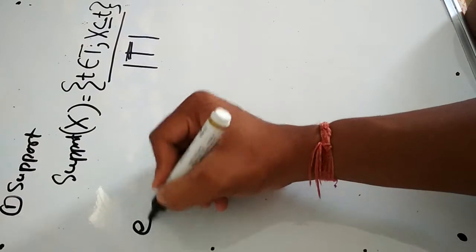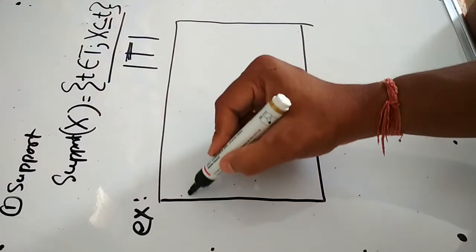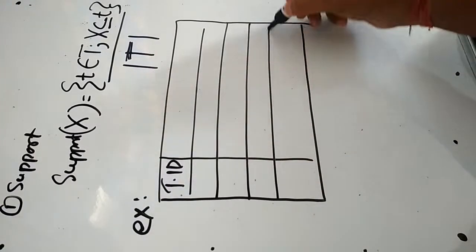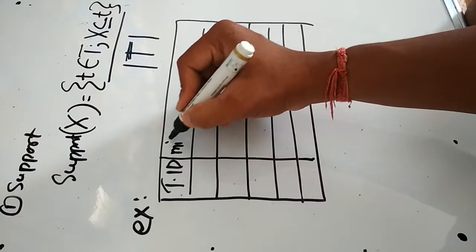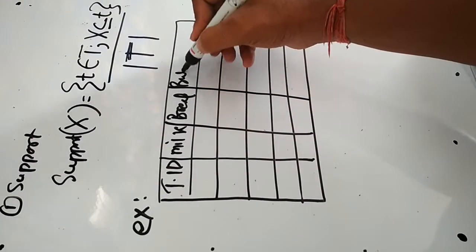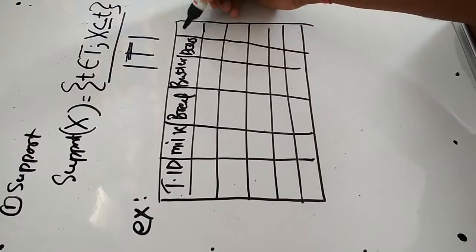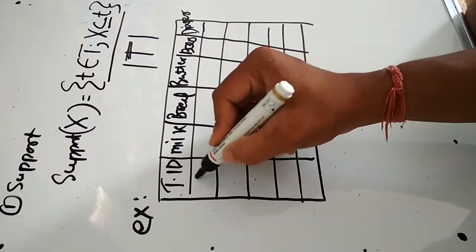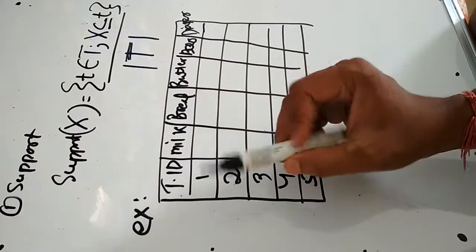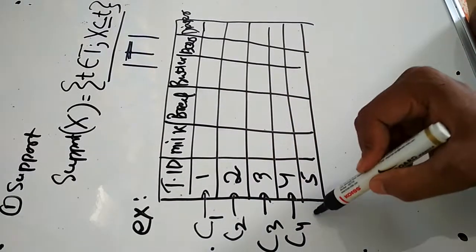Now we will solve a problem. I am giving a transaction history. You can see here, this is the transaction ID. I will do 5 transactions here. The items are milk, bread, butter, beer, and the last one is diaper. These are the transaction IDs 1, 2, 3, 4, 5. We are assuming that each transaction is done by customer 1, customer 2, customer 3, customer 4, and customer 5.